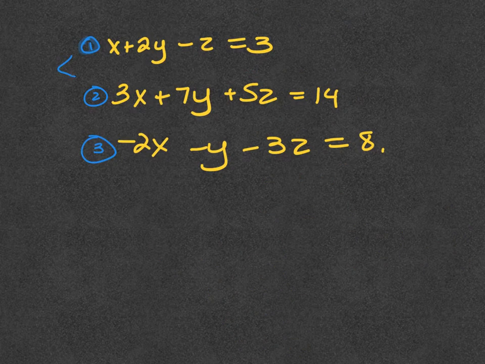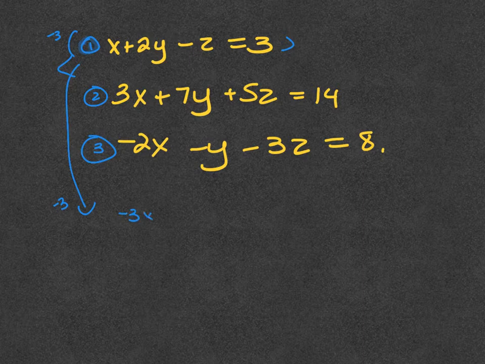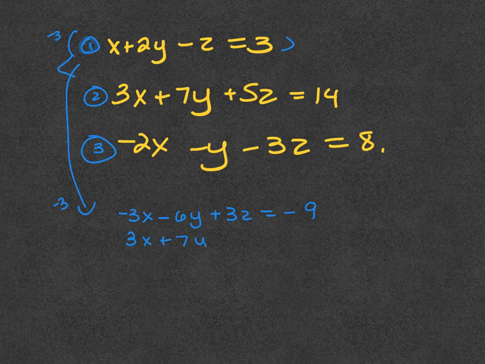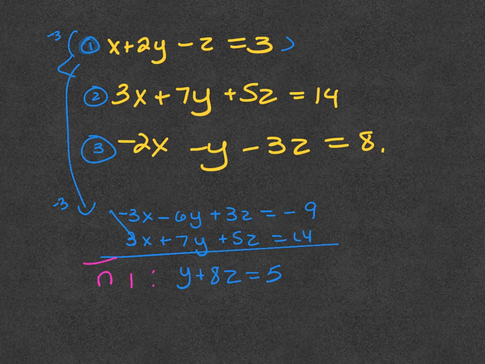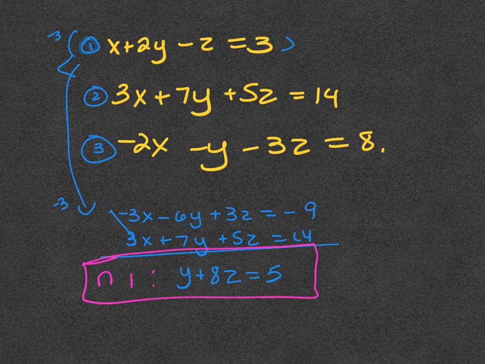Okay, so pick these two. You multiplied the first one by negative 3? Yeah. Okay. So negative 3 times row 1 would be negative 3x minus 6y plus 3z equals negative 9. And then 3x plus 7y plus 5z equals 14. X's cancel and I get y plus 8z equals 5. That's new 1.